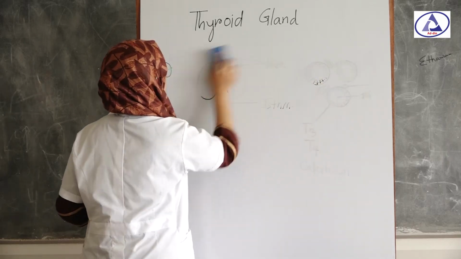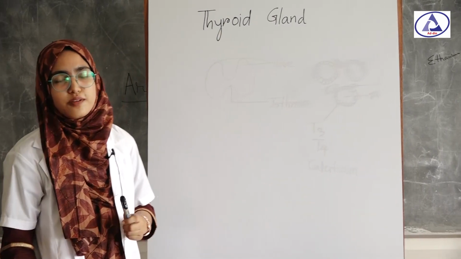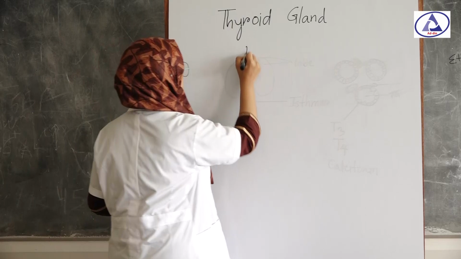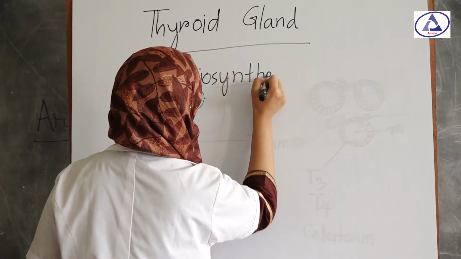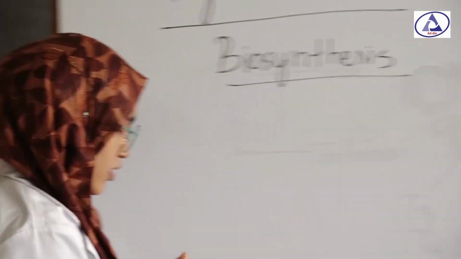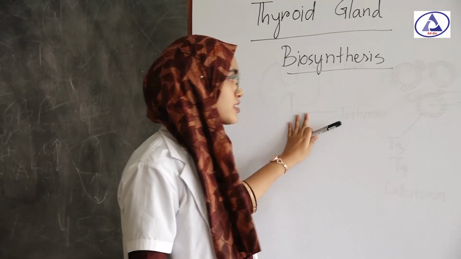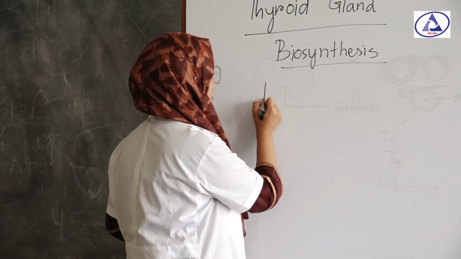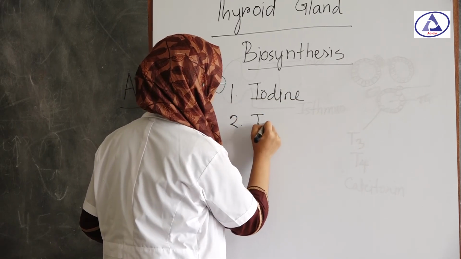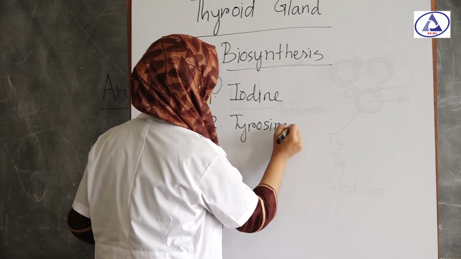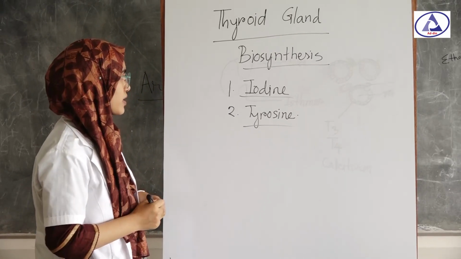Now, we will learn about biosynthesis of thyroid hormones. Before going to biosynthesis, we have to know what are the raw materials that are needed for biosynthesis of thyroid hormone. First, the very important one is iodine, and second one is tyrosine. So, iodine and tyrosine are the raw materials for synthesis of thyroid hormone.